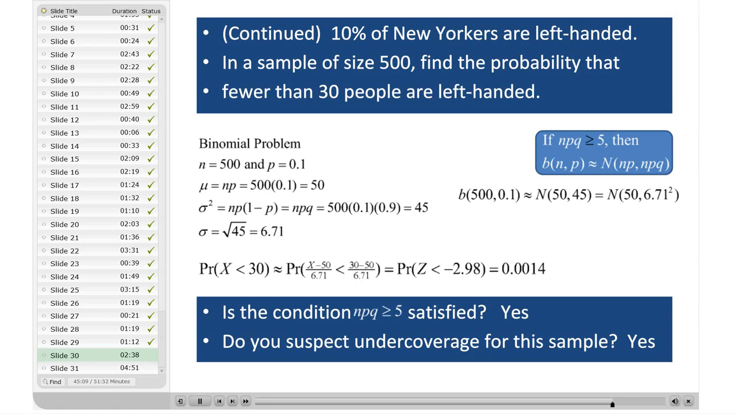The second question says, do you suspect undercoverage for this sample? Now, we have to know what undercoverage means. We're dealing with a population in which 10% of the people are left-handed. And so if we take a sample of size 500, we would expect to get about 50 people in the sample who are left-handed. Now, it's going to happen that you're not going to get exactly 50. Sometimes you're going to get a little less than 50. Sometimes you're going to get a little more than 50.